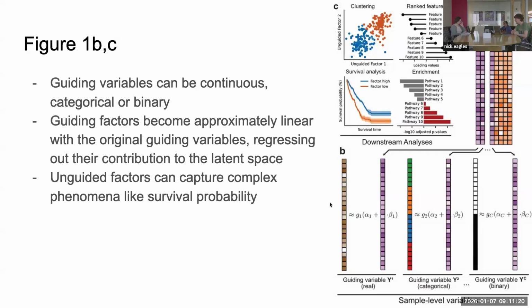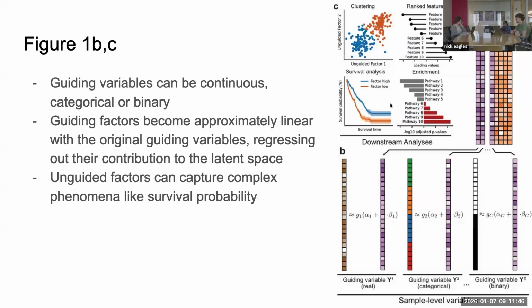The point that they make here is that the guiding factors are approximately linear with the original guiding variables. The idea is that they're regressing out the contribution to the latent space. So all of the biology that you get once you regress that out are just new things that are not predicted by your input guiding variables.